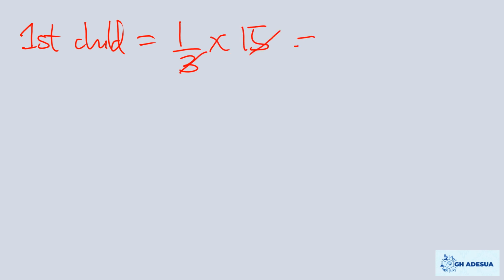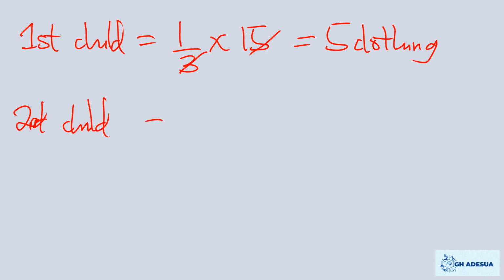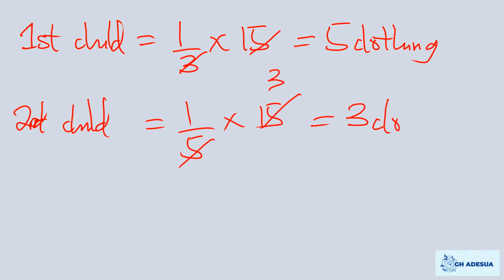So we are told that the first child had 1/3 of the clothing. So first child is equal to 1/3 of 15 clothing. Cancel that. That is 5 clothing. Then the second child had 1/5 of the clothing. So 1/5 times 15, that is 3 clothing. Meaning that the first child had 5 clothing and the second had 3 clothing.